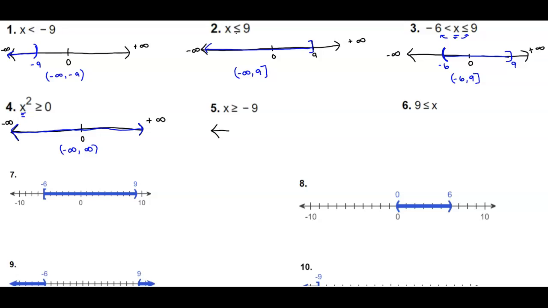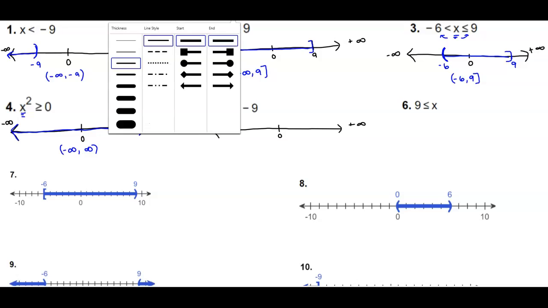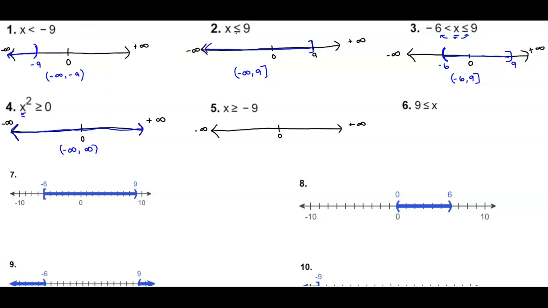Next, we have x greater than or equal to -9. So let's go ahead and find -9 on our number line. It's saying that it's greater than or equal to, so we're going to have a bracket because it's equal to, and it's going towards the right because it's greater than. So the interval notation is bracket -9, +infinity.